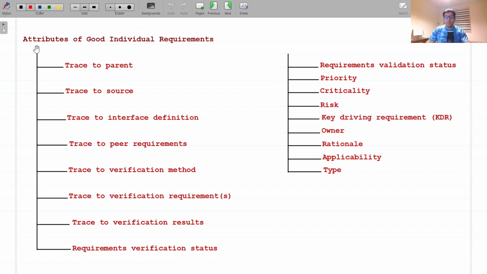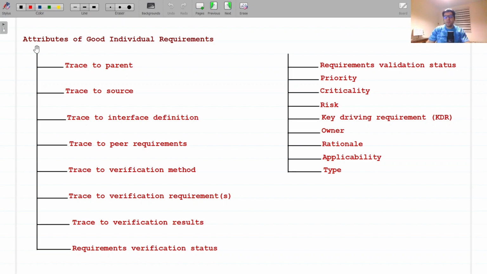Trace to verification results. The results of each verification will most often be contained in a separate document. This attribute traces each requirement to the associated verification results. Requirements verification status. It is useful to include an attribute that indicates whether the requirement has been verified or not.